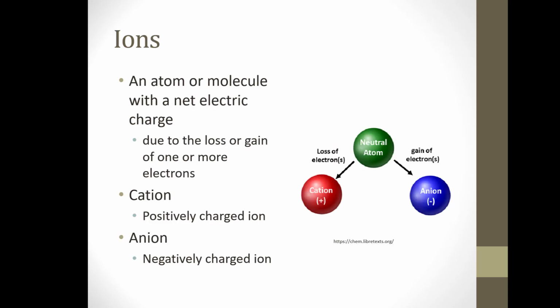So ions are atoms or molecules that have a net electric charge, and this is due to a loss or gain of one or more electrons. A cation is positively charged and an anion is negatively charged.